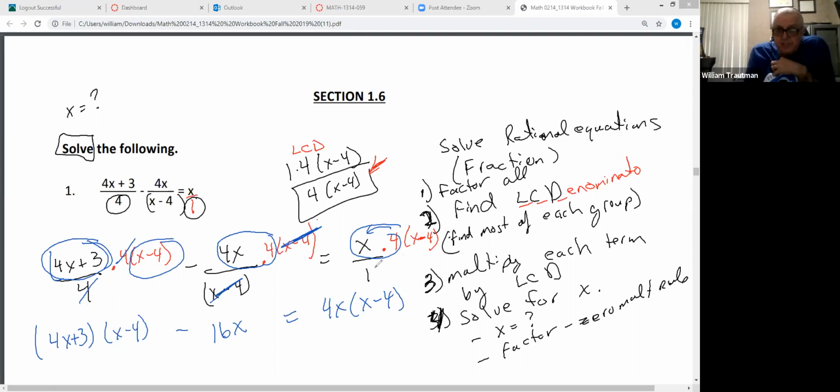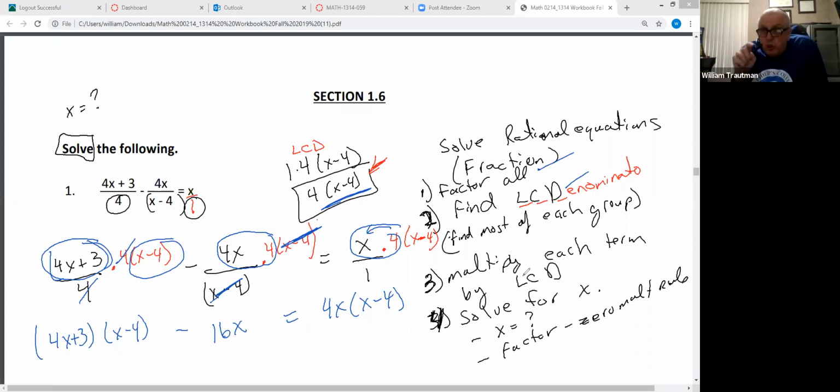Okay. So we factored everything we could, which was nothing. We found the LCD. We multiplied each term by the LCD. And now we have to solve for x. Do you see? I don't have fractions anymore. When you multiply each term by the LCD, the fractions disappear.